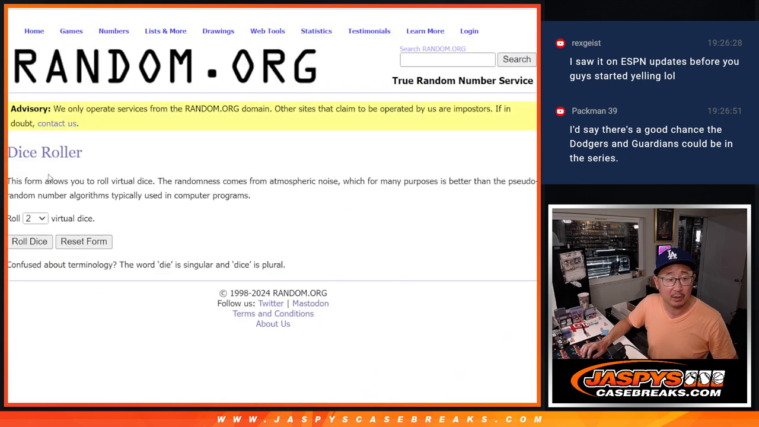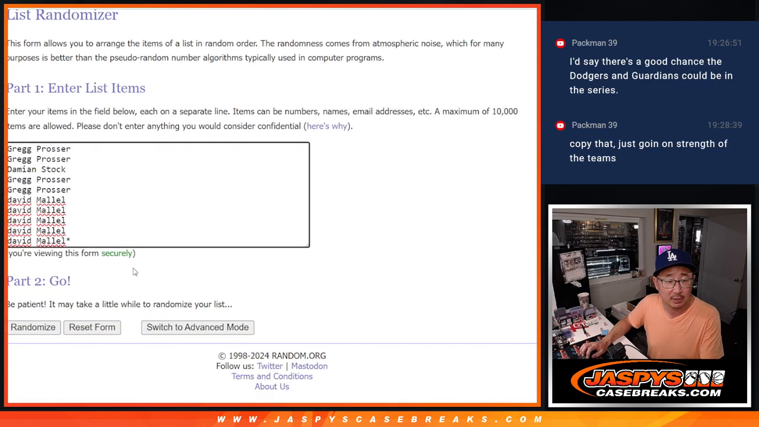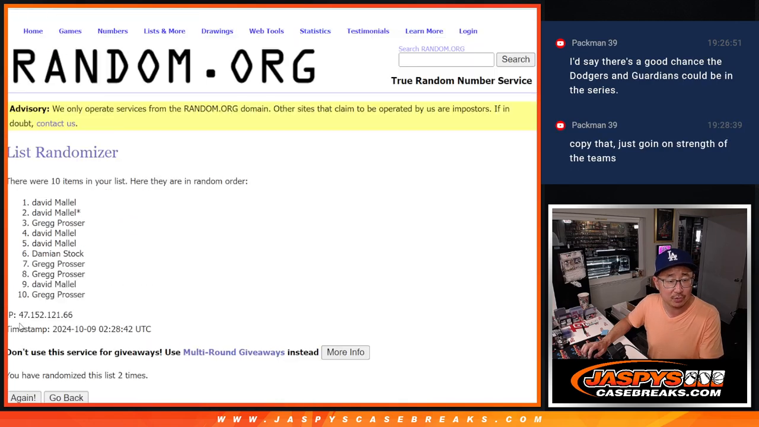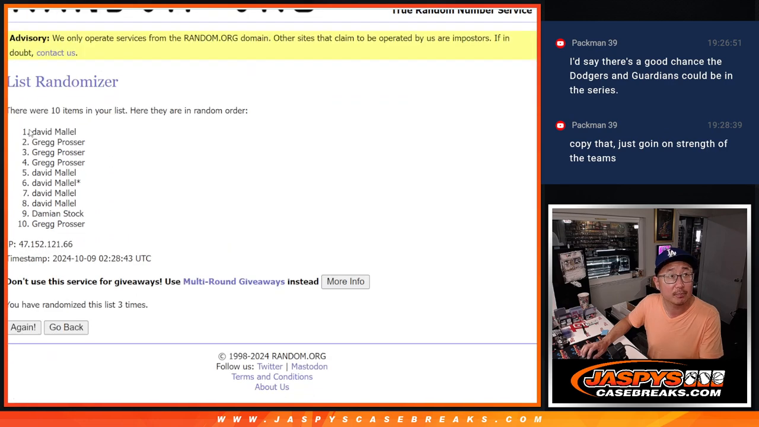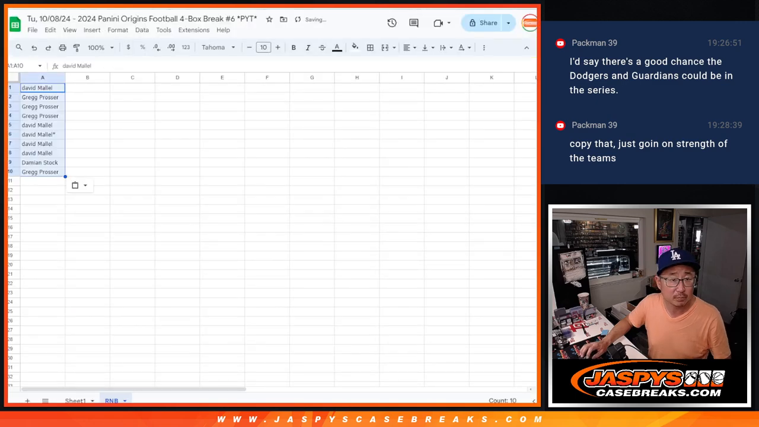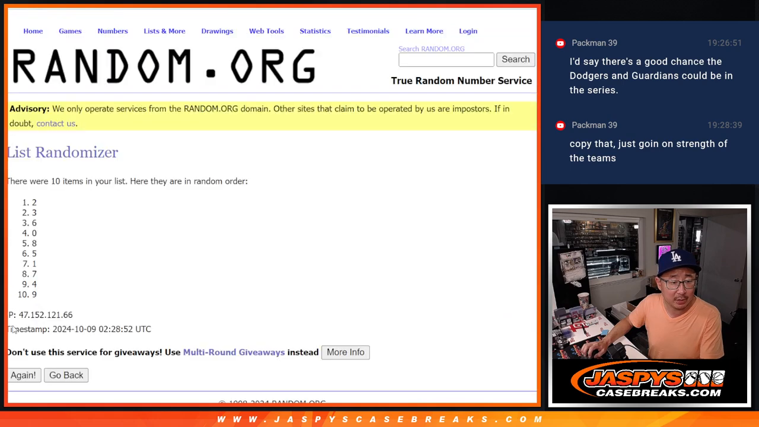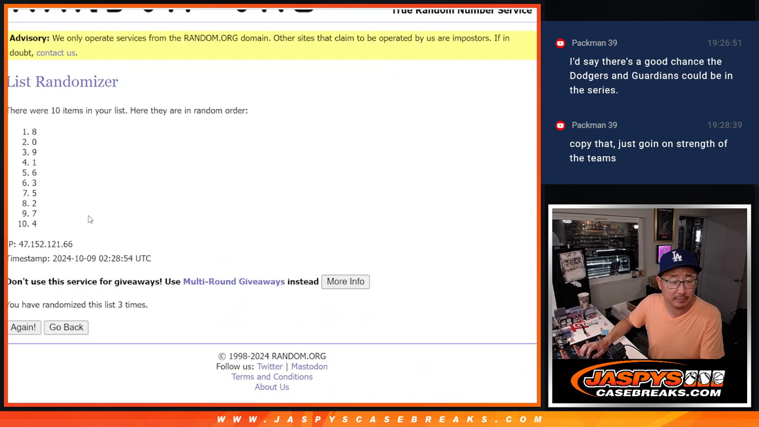There are the numbers right there. Let's roll it, randomize it. One and two, three times. One, two, and three. And then one and two, three times for the numbers. One, two, and three.